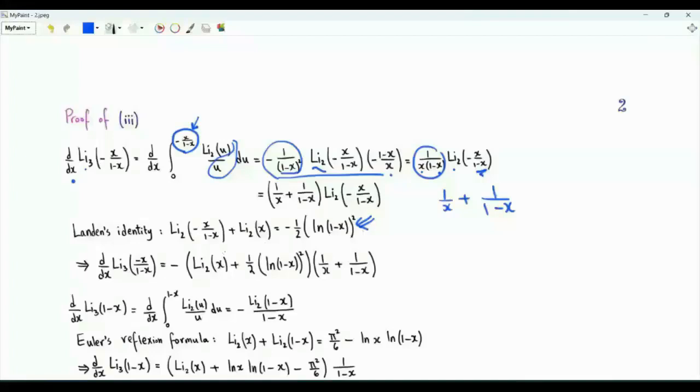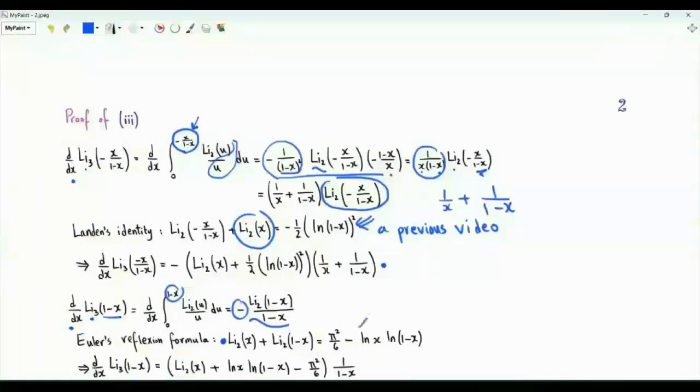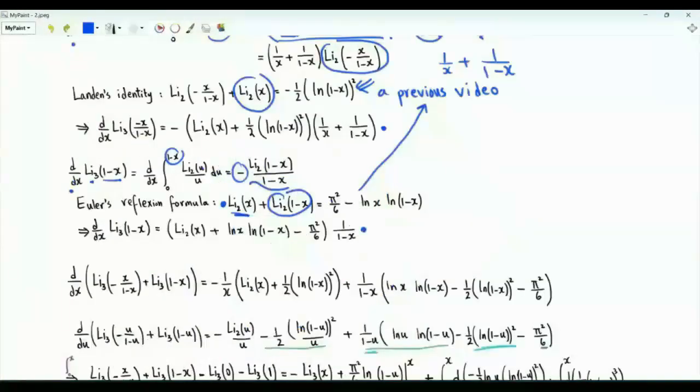We make use of this identity for the dilogarithm. This allows us to express this dilogarithm in terms of the dilogarithm of x. This is what we get. Now we take the derivative of the trilogarithm of 1 minus x. The derivative of 1 minus x is -1. We also get the integrand with u replaced by 1 minus x. We have this identity for the dilogarithm, which allows us to express the dilogarithm of 1 minus x in terms of the dilogarithm of x. We get this result here. Now we add these two lines. On the left-hand side, we have the first derivative of the sum of these two trilogarithms.